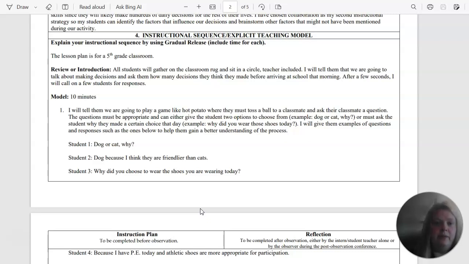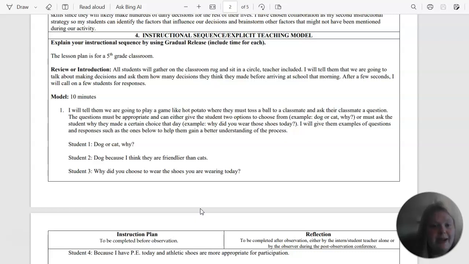So, for example, student 1 has the ball and would say dog or cat, why, and toss the ball to a peer. And student number 2 would answer, and their answer may be something such as dog because I think they're friendlier than cats.